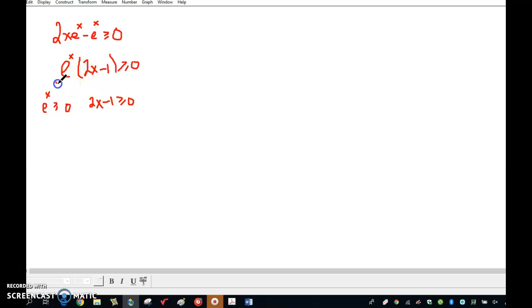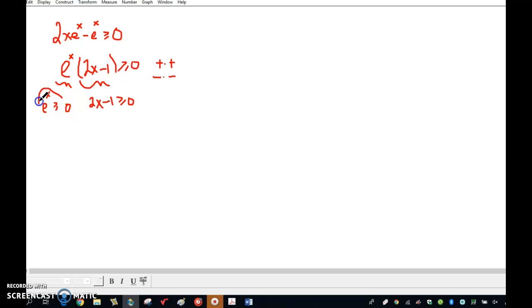This right here, I'm looking at a number times a number, and it has to be greater than 0, which means it has to be a positive value. Well, the only way I can get a positive value is if I have a positive times a positive, or a negative times a negative.